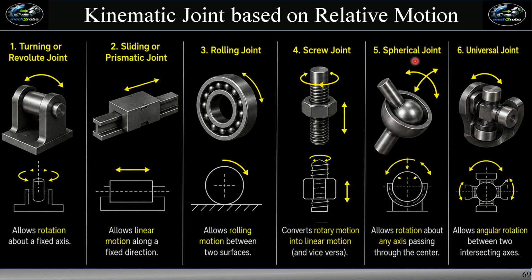Then spherical joint. In spherical joint, it allows the rotation about any axis which passes through the center. Means this link rotates about this axis. Like example is joystick, which we use in playing games. And last one is the universal joint. In this joint, it allows angular rotation between two intersecting axes. Means it rotates about this axis as well as rotates about this axis.